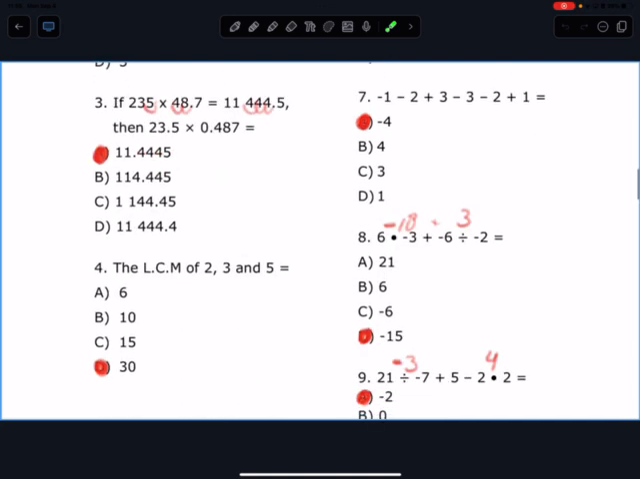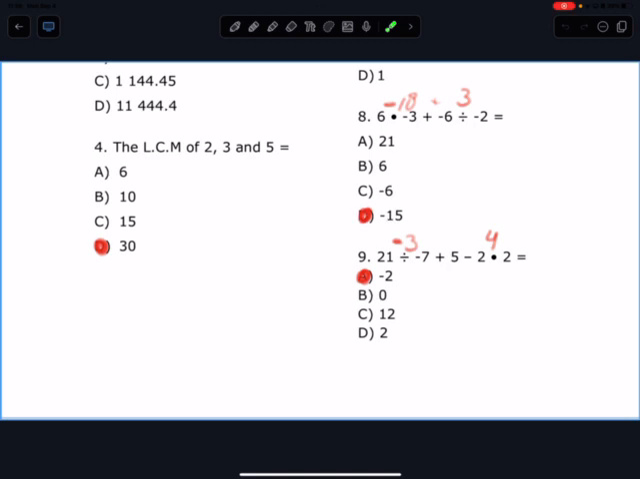7. BEMDAS. But you start at the beginning, at the end. Minus 1, minus 2, minus 3. Minus 3 plus 3, 0. Minus 0, minus 3, minus 3. Minus 3, minus 2, minus 5. Minus 5 plus 1, minus 4. A. Easy does it.